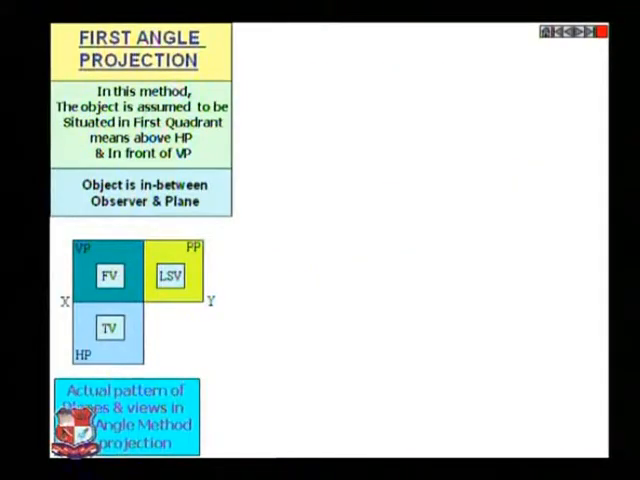Now this is the first angle projection method. In this method the object is assumed to be situated in a first quadrant, means above HP and in front of VP, and the object is in between observer and plane, then it is first angle projection method as shown over here. Actual pattern of planes and views in first angle method of projection is shown over here: front view, top view and left hand side view.